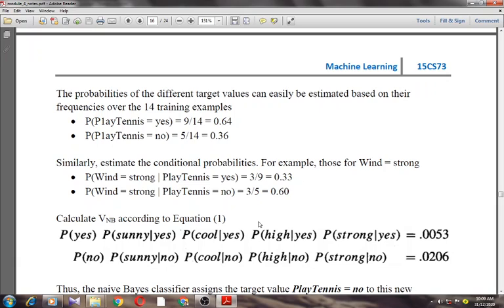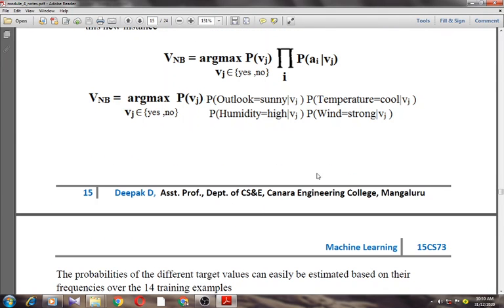For example, those for wind equal to strong. The conditional probabilities are P(wind equal to strong | play tennis equal to yes), which in turn is given as 3 by 9, equal to 0.33, and one more conditional probability is P(wind equal to strong | play tennis equal to no), 3 by 5, equal to 0.60. So using these probability estimates and similar estimates for the remaining attribute values, we can calculate V_NB according to this equation.